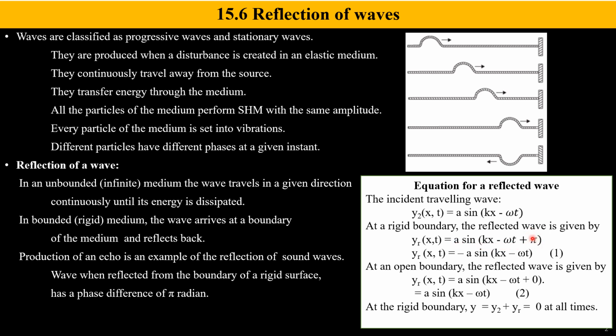Here the term pi is due to reflection. Therefore, using this trigonometric relation, the reflected wave can be written as minus a sine (kx minus omega t). Let it be equation 1. In an open boundary, this phase reversal is 0. Hence, it can be written as y_r equals a sine (kx minus omega t). Therefore, at the rigid body, y equals y_i plus y_r equals 0 at all times.